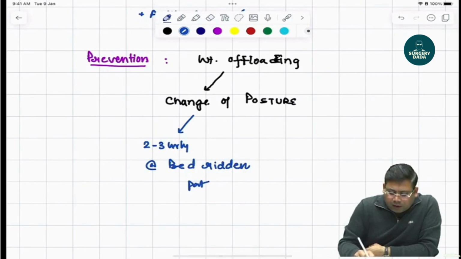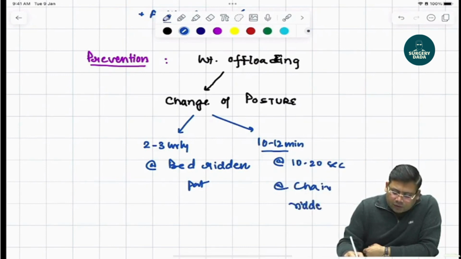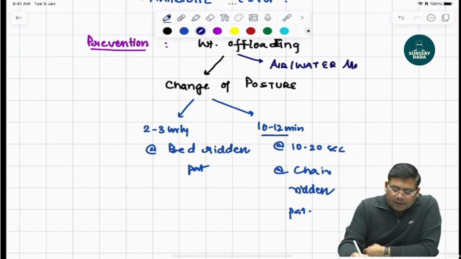So when you are sitting, it is every 10 to 12 minutes, for 10 to 20 seconds. For what category of patients? Chair-ridden patients, and this is very, very important. For bedridden patients, we also have the air or water mattress. So the air or water mattress is again very, very important.